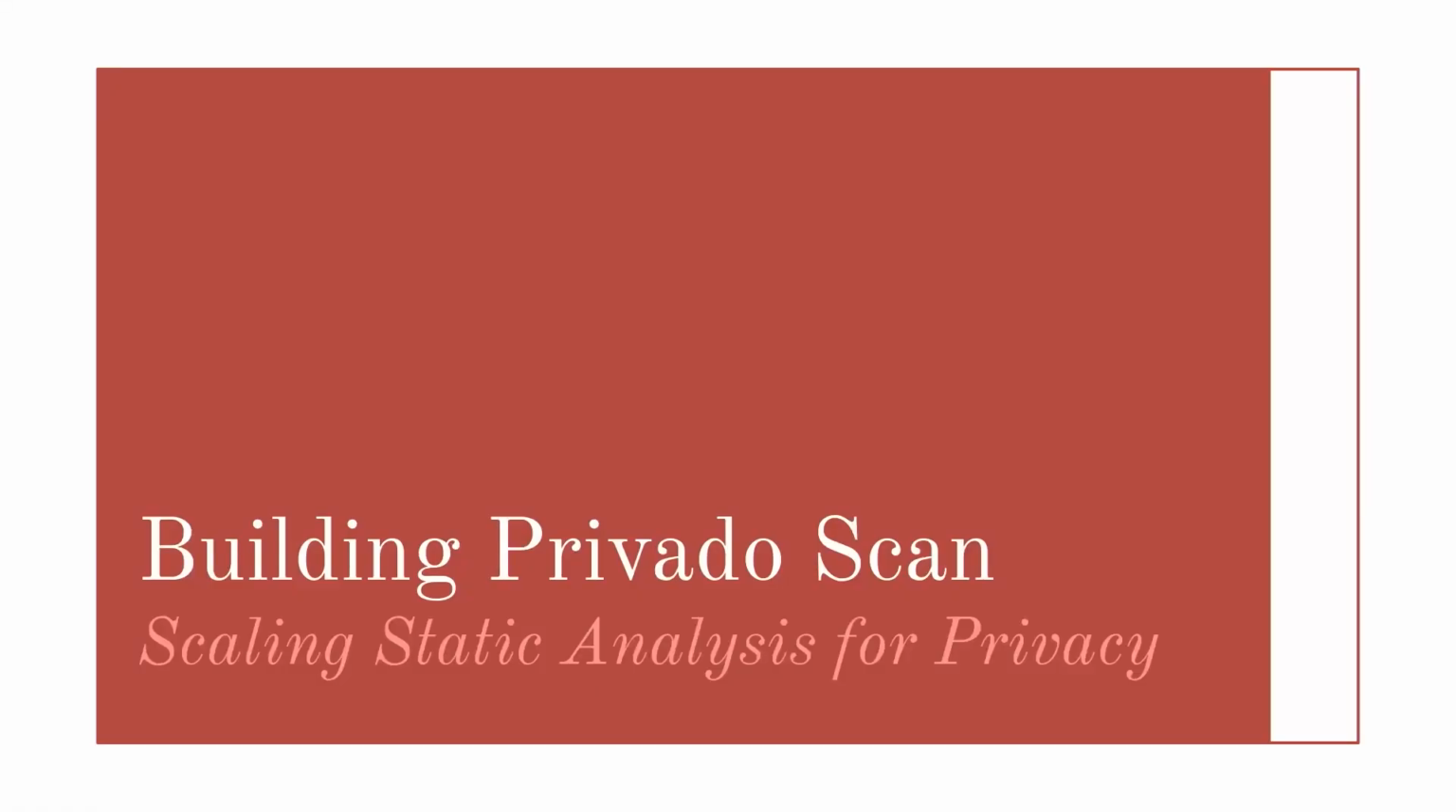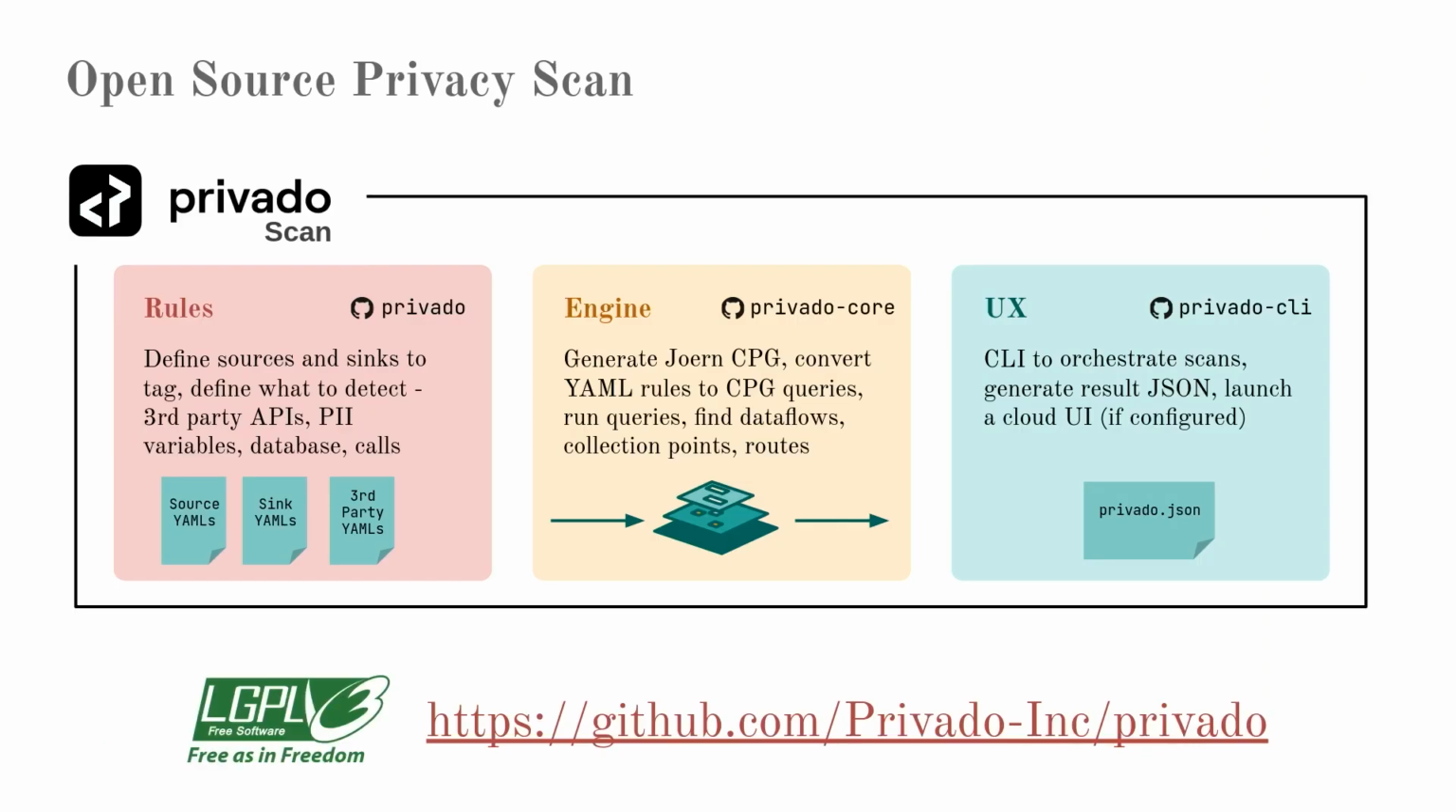And that's what we did with this tool that we have built called Privado Scan. We want to build this tool to scale static analysis for privacy. How does it work? The 3 components of this thing, you can go on GitHub and check out all of this. There are rules, easy to define YAML rules. And then there's an engine which generates the graph that I just talked to you about, takes these rules, converts them into queries, finds out data flows, interesting points inside the code relevant for privacy, and then a UX piece, which is just a simple CLI. And that generates your result in a JSON format.